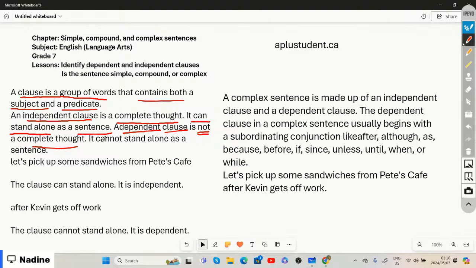All right. And then we have complex sentences. We see the complex sentence is made up of an independent clause as well as a dependent clause, and the dependent clause in a complex sentence usually begins with a subordinating conjunction.